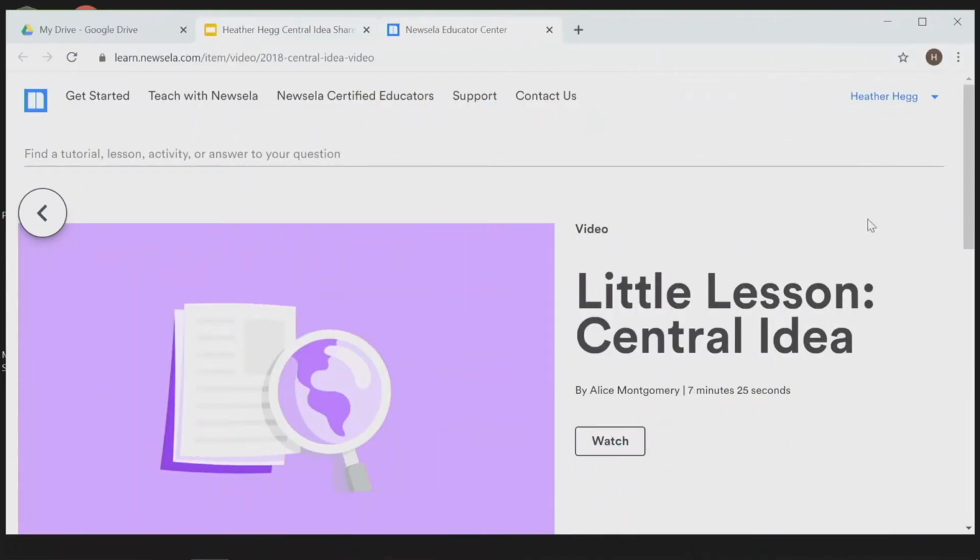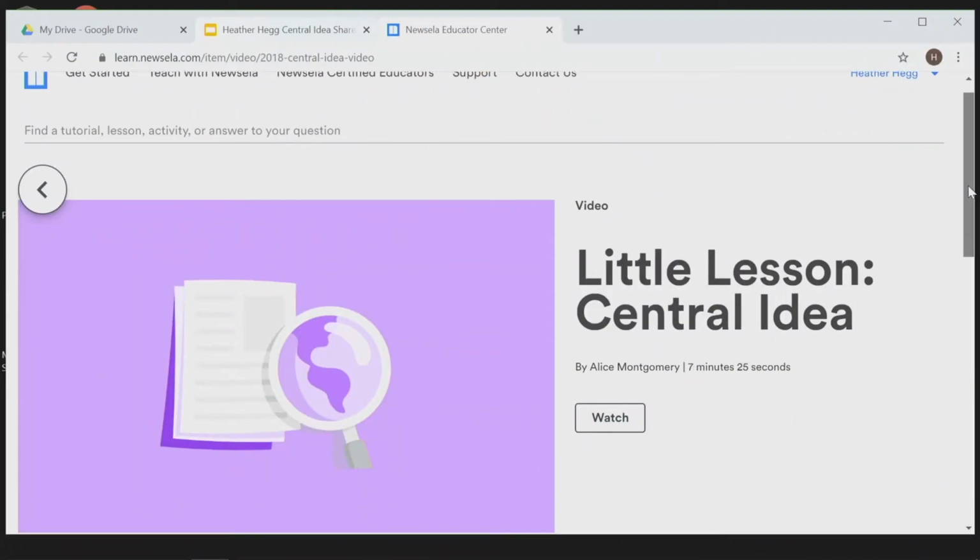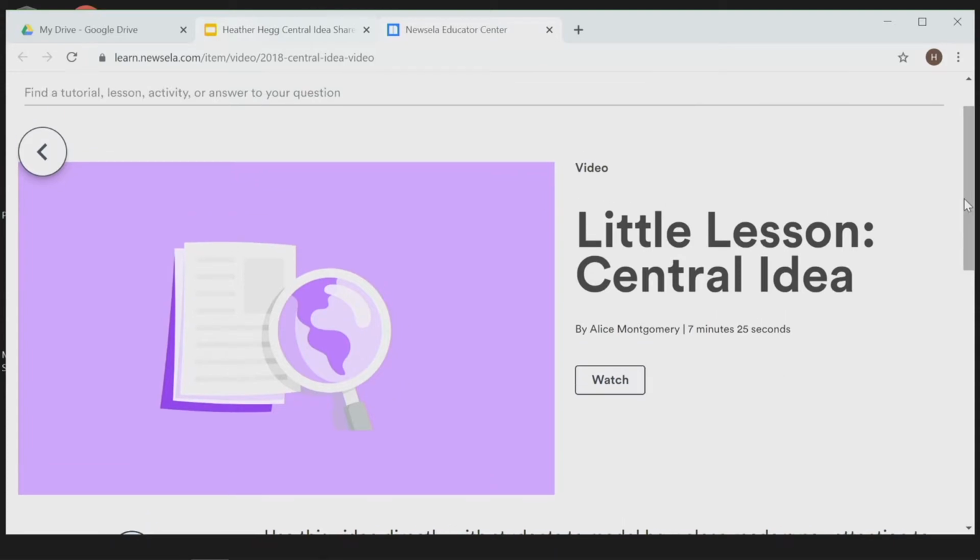This is from News ELA, and I really like it. It's called a little lesson, and they give you these little lessons to help clarify what you're going to do when you get into the text.